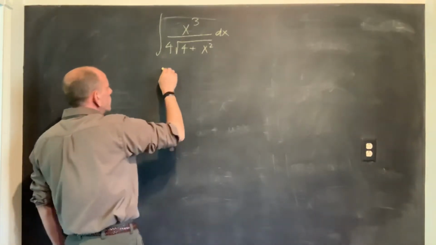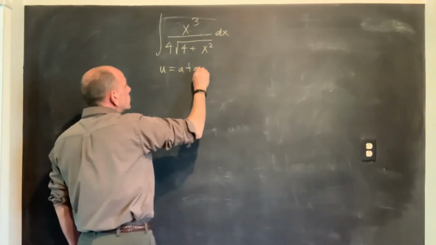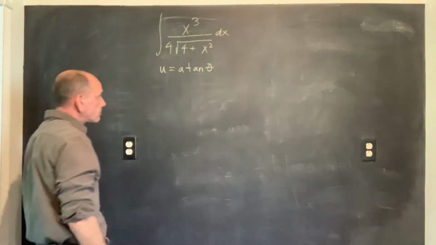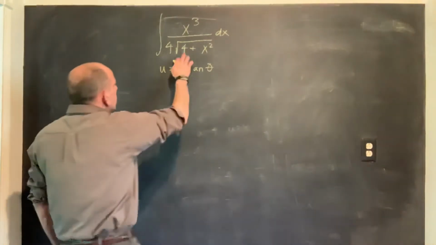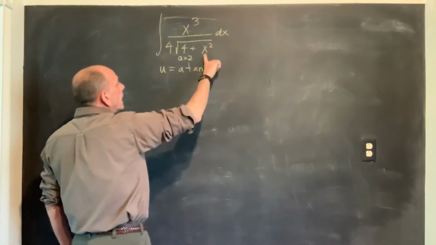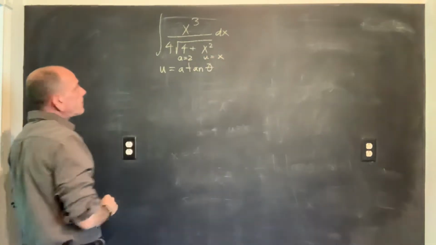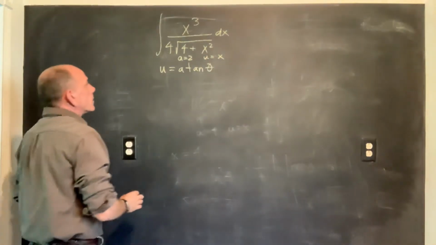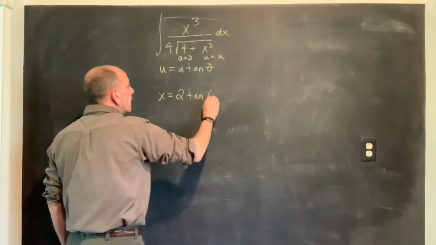That means I want to use the substitution u equal a tangent of theta. I got the sum of two squares. Here, this is 2 squared, so a is 2. And this is just x squared, so u is x. Gives me the substitution. X is equal to 2 tangent of theta.